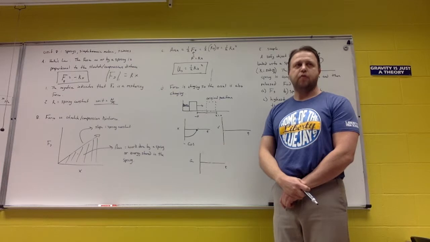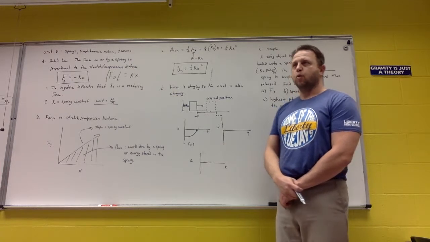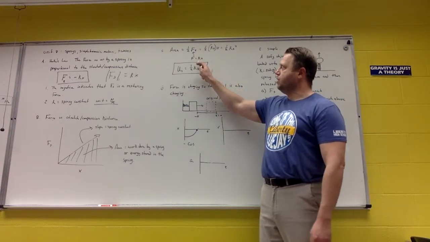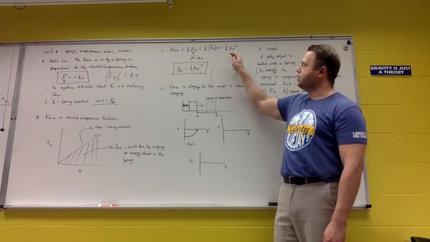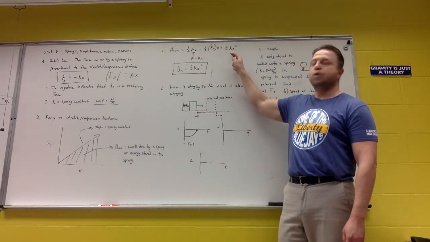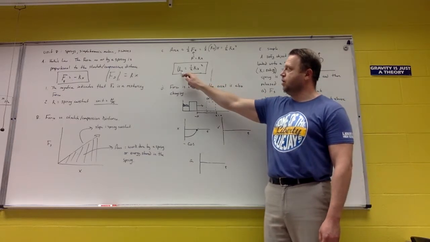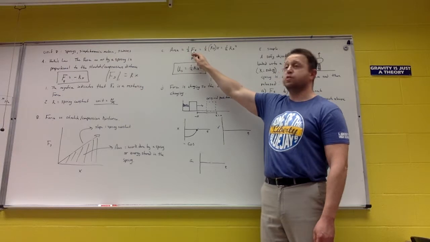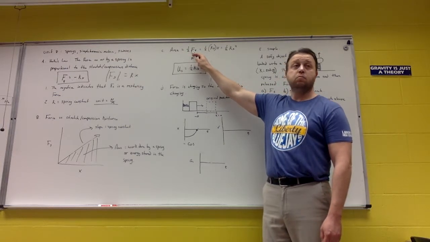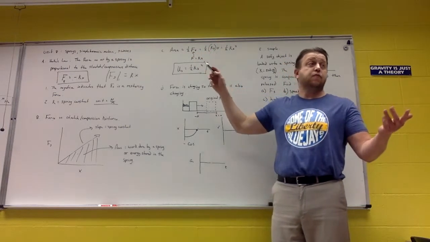That is called a triangle, okay? So 1/2 force times x. If we sub in force equals kx into the equation, we get 1/2 kx squared. So the energy stored in a spring is equal to 1/2 kx squared. There's nothing wrong with using this 1/2 force times x. That's fine and dandy. It's going to give you the same answer.